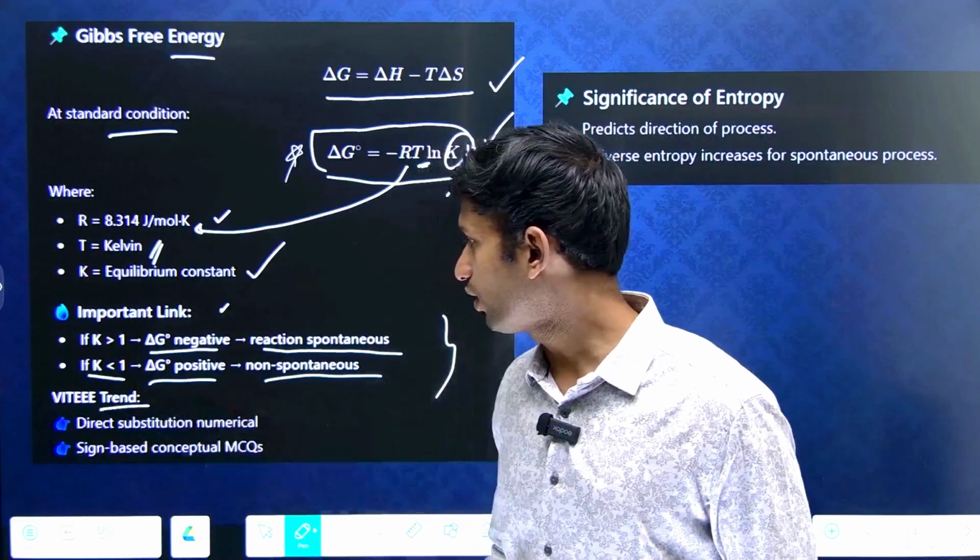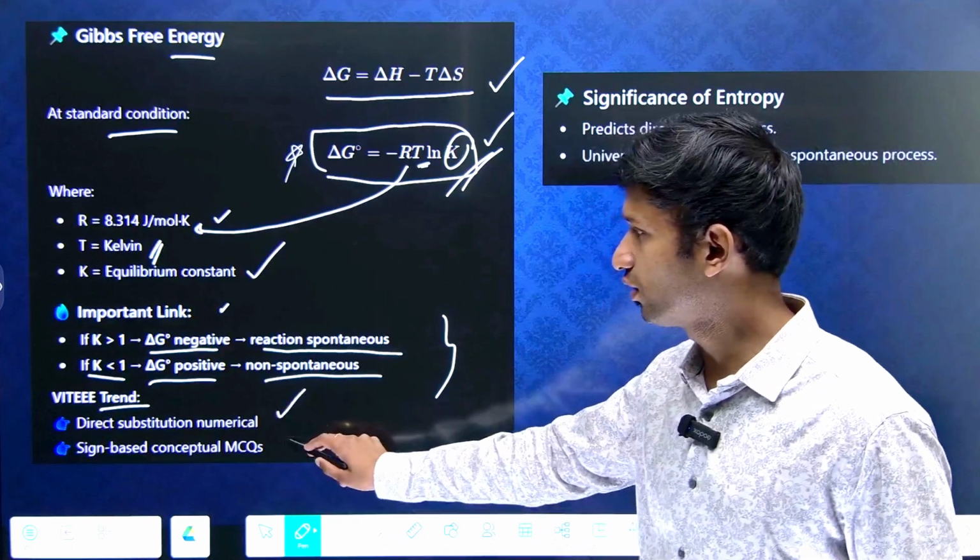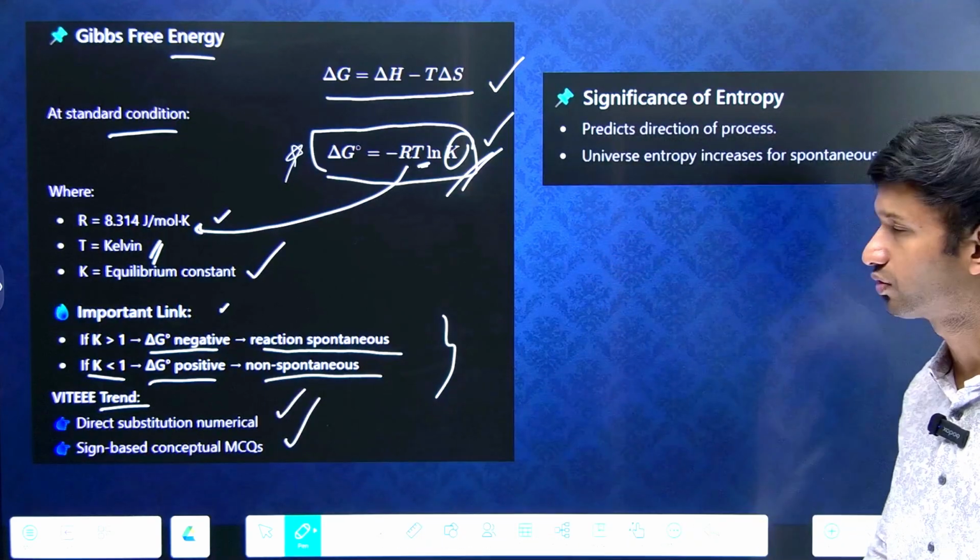In VIT EEE, what type of questions are asked? Usually the direct substitution based numericals are asked, and also sign based conceptual MCQs can also be expected.